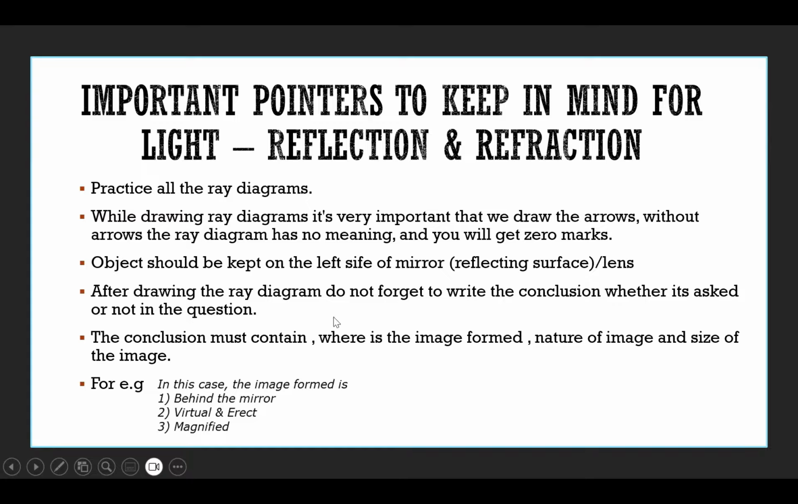Specifically, if you're aiming for 80 on 80, you have to make it a point that after every ray diagram, your answer is supported with the conclusion. The conclusion must contain where the image is formed, what is the nature of the image, whether it's real or virtual, and what is the size of the image.